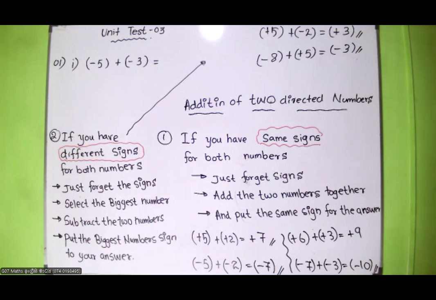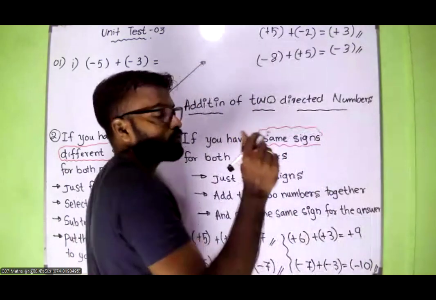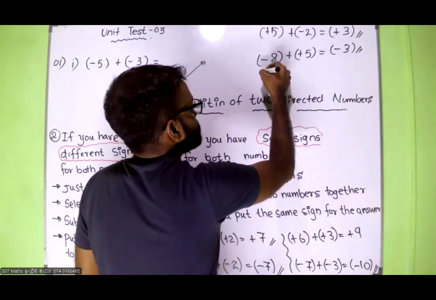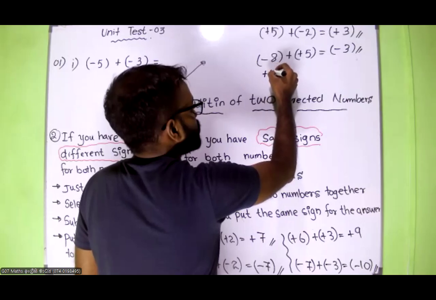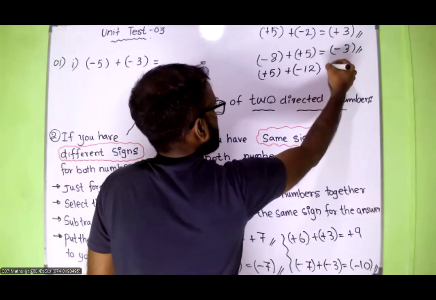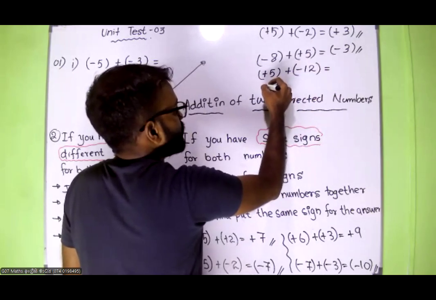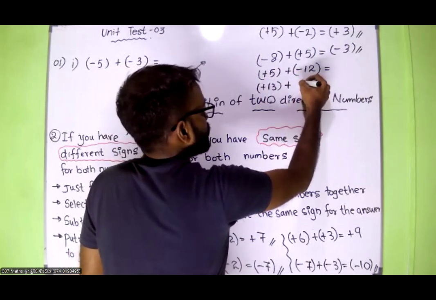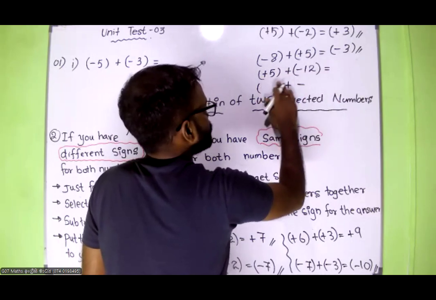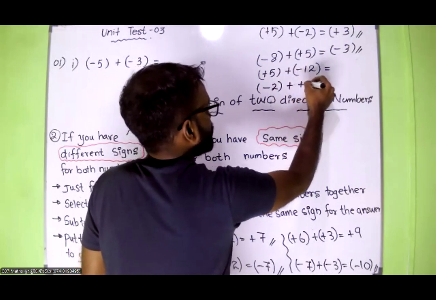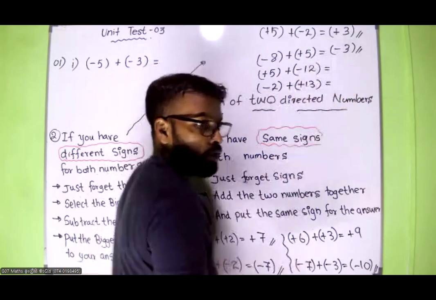If you finish writing, let me know. You can send me a D for that. I want to see who finishes first. For this one, you can send me the answer in the chat. Positive 5 plus negative 12. Then positive 13 plus negative 2 plus positive 30. For both of these, send me the answers.